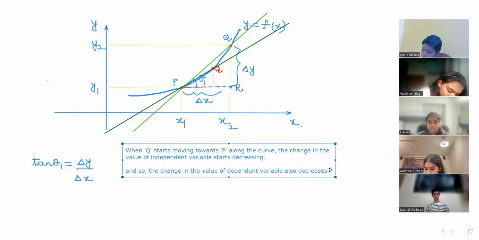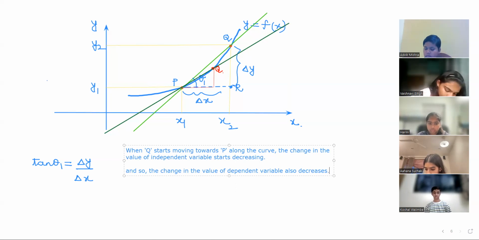And so the change in the value of dependent variable also decreases. Put a full stop here. Okay?